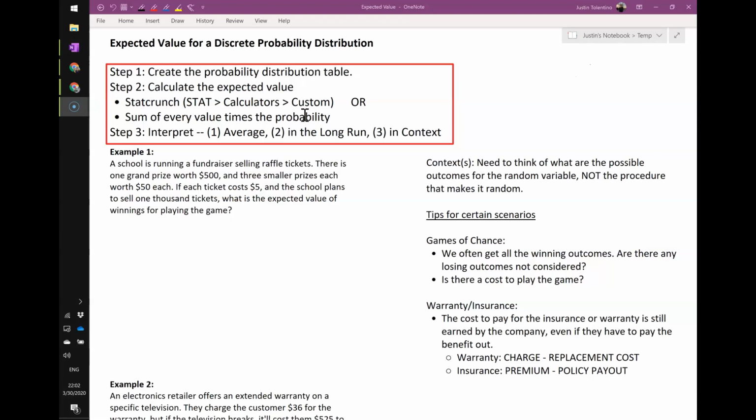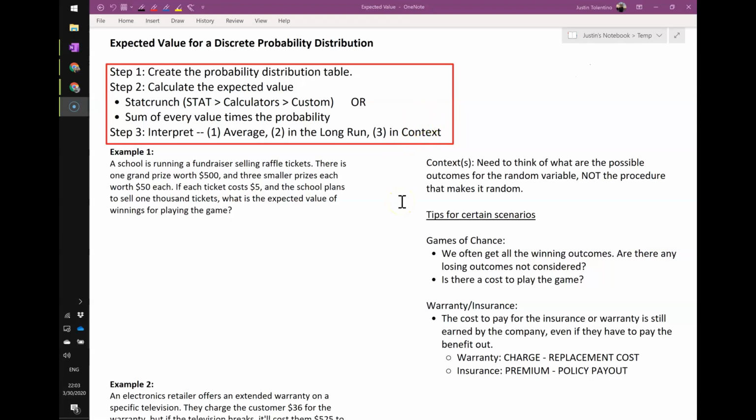Every good sentence will always use the definition of an expected value as an average in the long run. So you want to make sure that somewhere in your sentence you're incorporating that it's an average or a mean, and that this is over many trials in the long run and not just after one or two. Lastly, that interpretation should be in context with the correct units.